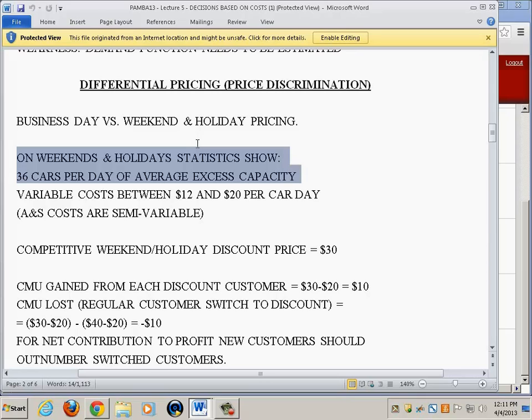Now let me explain two complicating factors here. One is, why do we say that the variable costs are not that easy to define, that they are not 20 or 12, but they vary between 12 and 20. The variable cost of renting more space for the weekend or the holidays. And the reason for that is that you have really three types of costs.